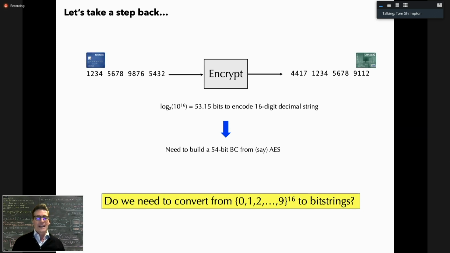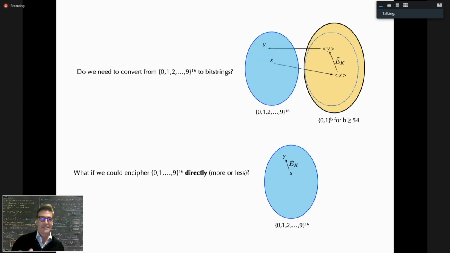But we can take a step back and ask the question: if we wanted to encipher decimal digit strings, did we actually need to turn them into bit strings anyway? What if we could make a cipher that naturally operates on decimal digit strings? This is interesting because when we converted from decimal digit strings into bit strings, we had to have some waste, because we had to have enough bits to cover all the possible decimal digit strings. And so you end up in the situation where you have to cycle walk. Maybe it's two, maybe it's four, but you're going to have to do some cycle walking. So there's some waste to it.